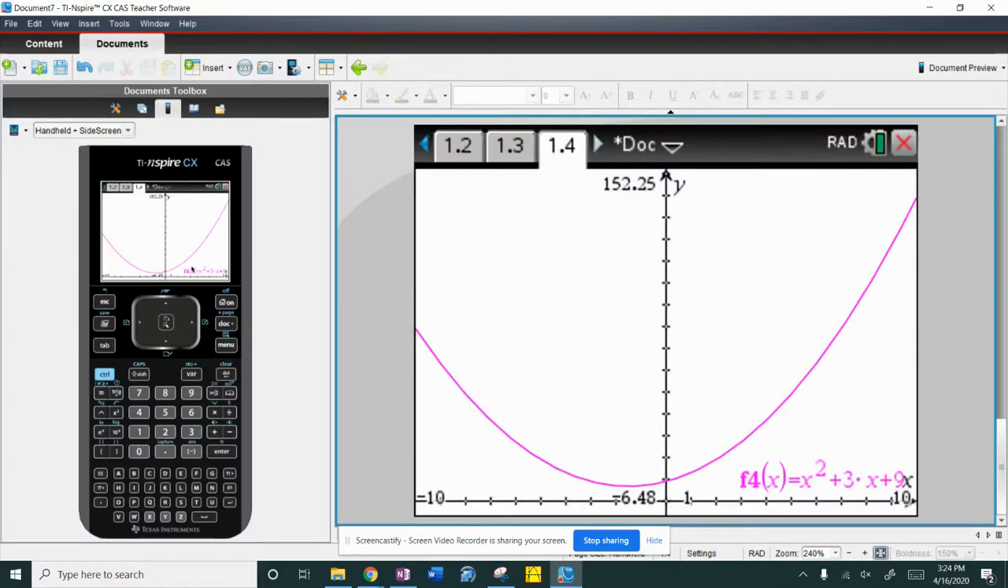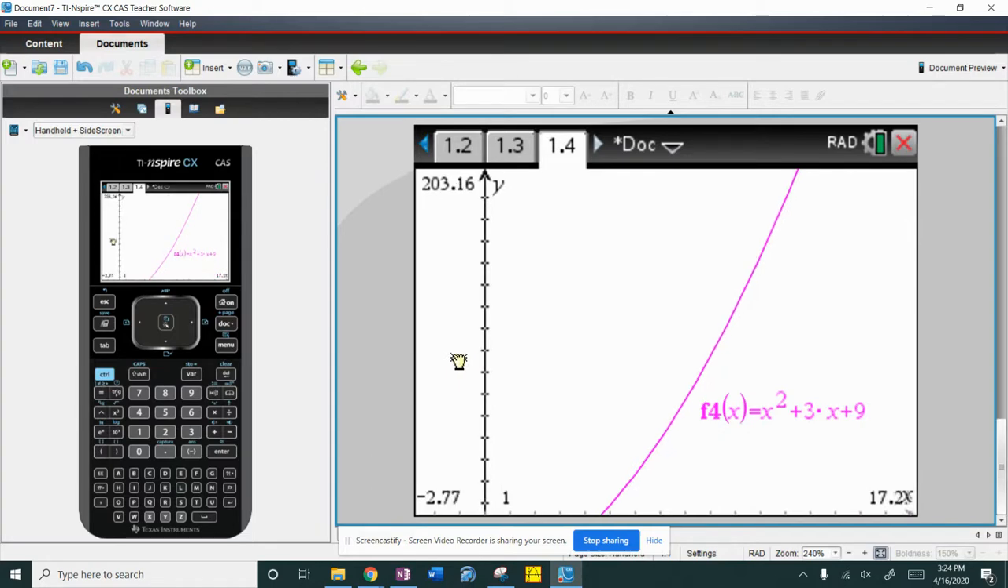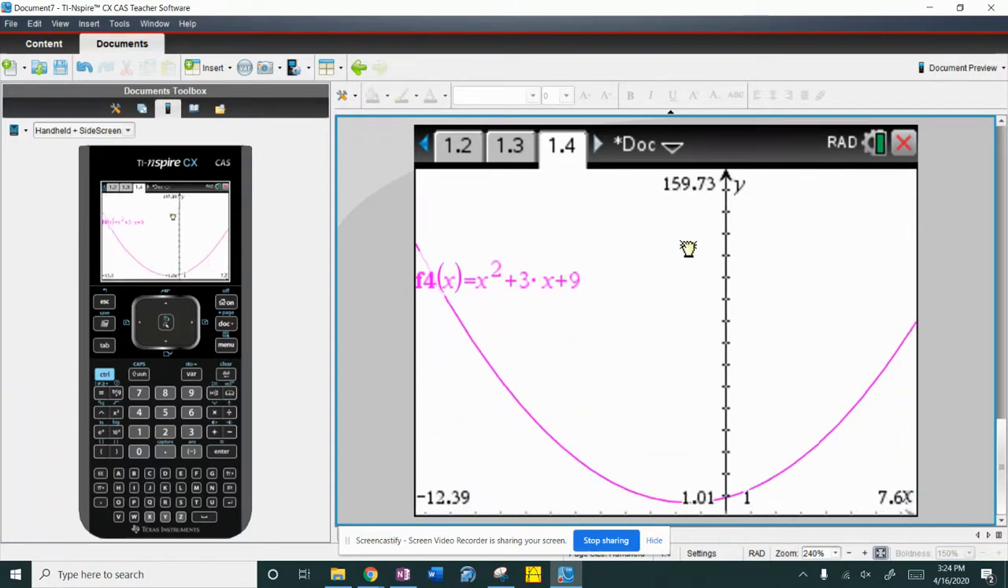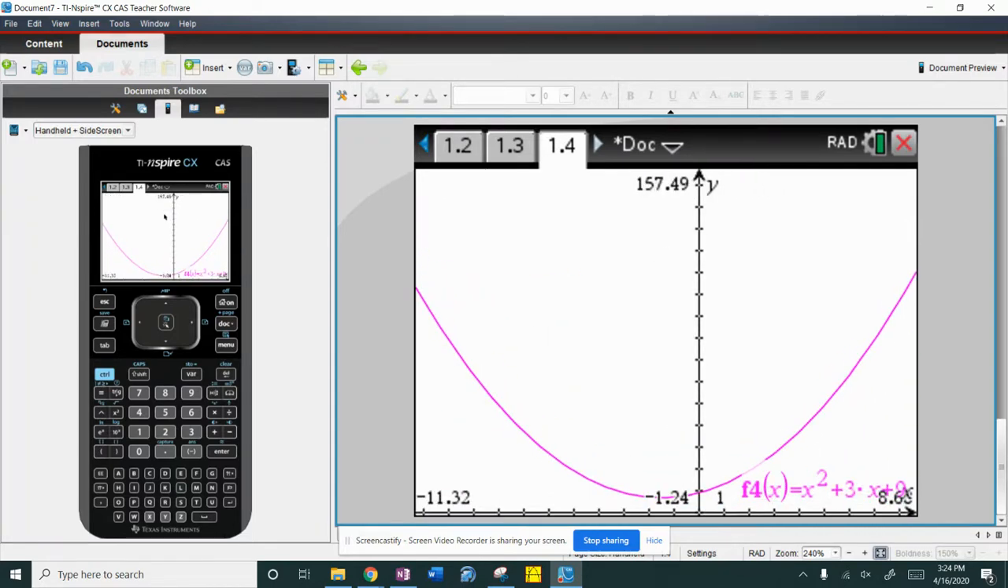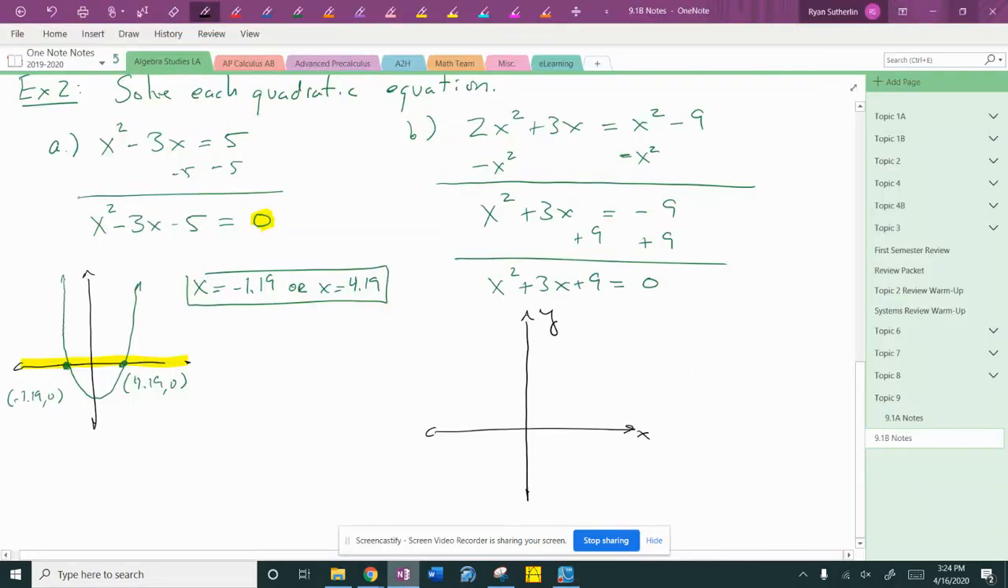Oh, there's our graph. Now what do you notice here, everyone? Well, our graph, oops, sorry, I didn't mean to grab it there. Let me just stop there. Our graph is a parabola that opens up, but it's always above the x-axis. So if we think of graphing this, we have a parabola that looks like this.